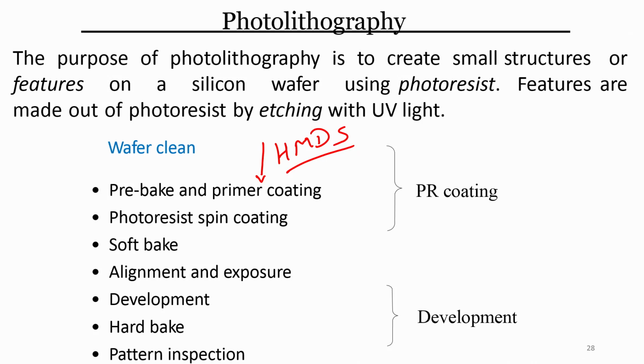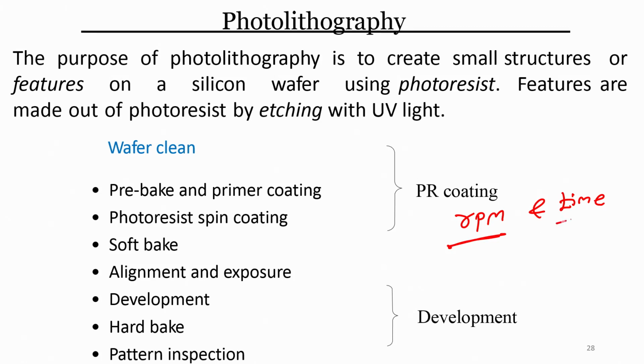After coating HMDS or primer, the next step is photoresist spin coating. We have to spin coat photoresist, and the thickness of photoresist depends on the RPM and depends on the time, right. How many rotations per minute we have programmed, for how much time we are spin coating the photoresist, based on or depending on RPM and time, we can determine the thickness of the photoresist.